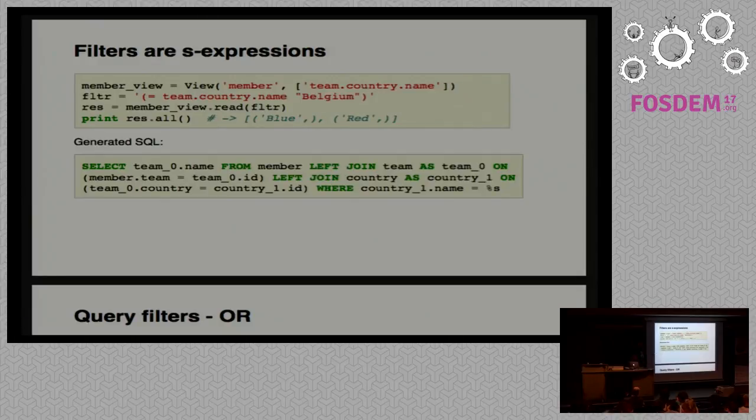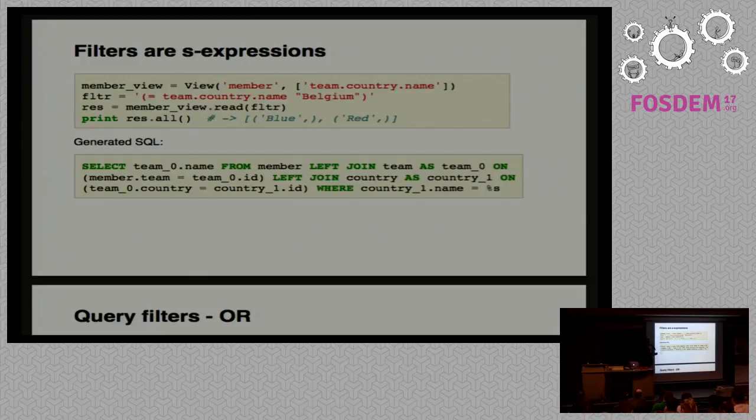So when you read stuff from the database, you can read everything if you want, but most of the time you want to filter stuff. And all the filters are based on S-expressions. So if you know Lisp, you already know that. S-expression is symbolic expression. The main advantage of S-expressions is that they are super easy to parse. So it's super easy to have a small language to express the filters. So in this case, we want only members whose team is in the country Belgium. So we say we want to read the member table and we want the country of the member. And this filter says the country must be Belgium.